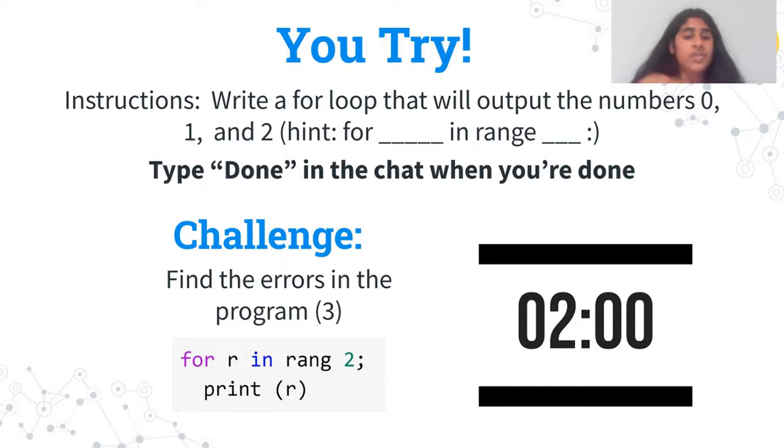Okay, for the Try, we're going to write a for loop that will output the numbers 0, 1, and 2. So last time we did 0 to 6, and now you're just doing 0, 1, and 2. And for a hint, it's for blank in range blank colon. And for the challenge, find 3 errors in the program. So for r in rank 2, print r.